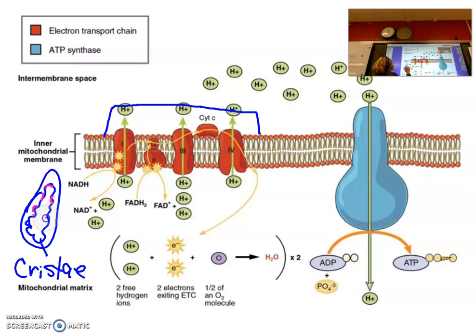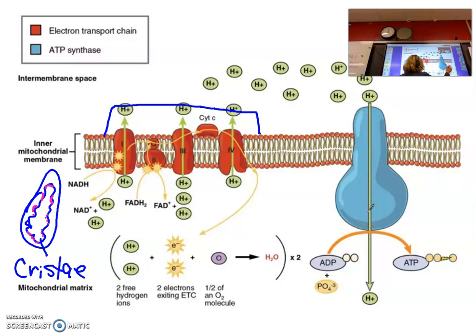And remember, this is just a 2-dimensional drawing of a 3-dimensional membrane. So we have many of these 4-protein complexes. And it talked about something called chemiosmosis, which we'll define in just a moment.